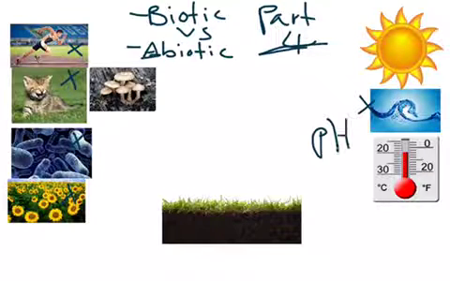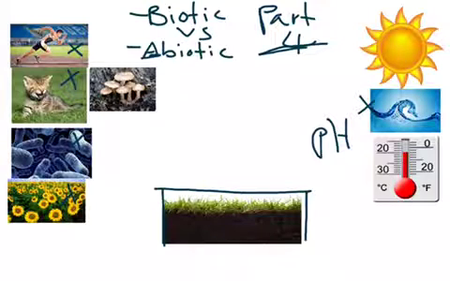Now, if you look at this picture that I have here, I have a picture of grass and the soil foundation. And if you look at this picture, the grass, of course, would go into the biotic category. And the soil that it depends on, where there's a lot of nutrients and minerals, that would go under the abiotic category, okay?